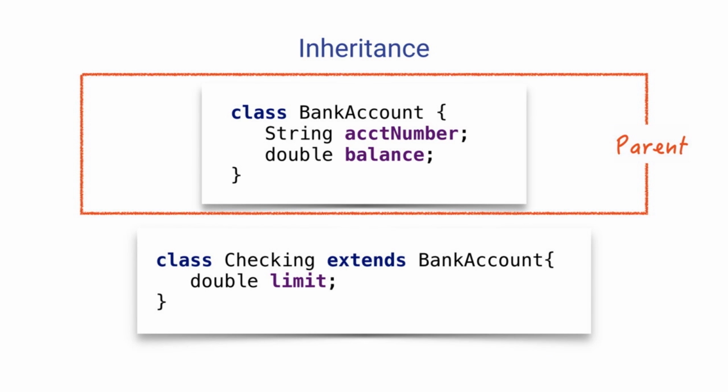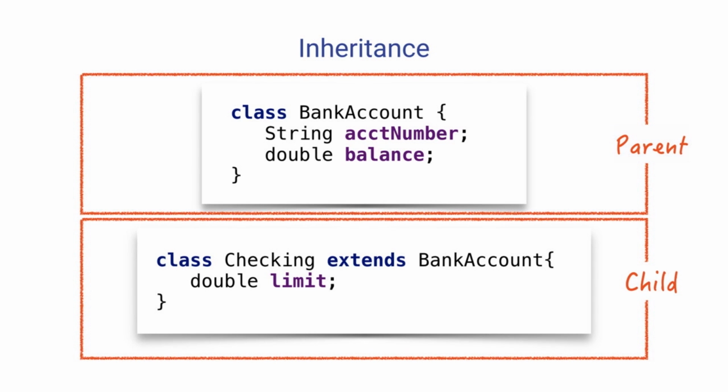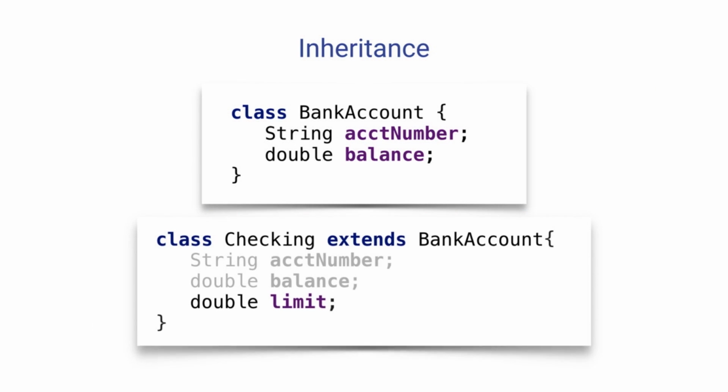The one that is extending that parent is known as the child class. Just by extending a class, everything that is included in that parent class is now part of that child class as well. Even though it doesn't appear in the code, all the fields and methods that belong to that parent class, in this case the bank account, are as if they were listed in the child class itself.